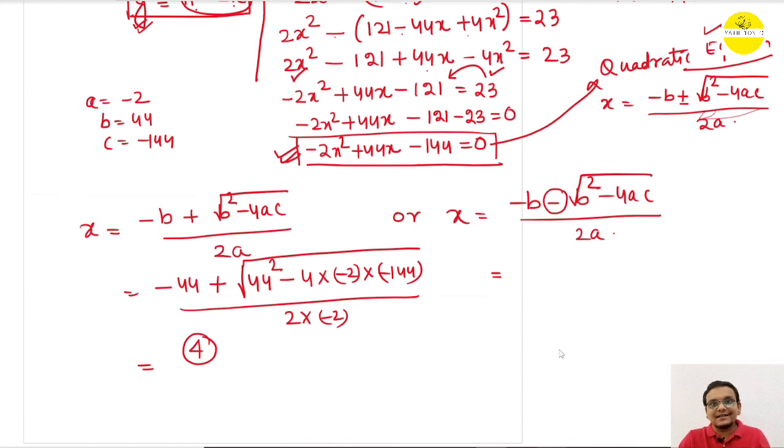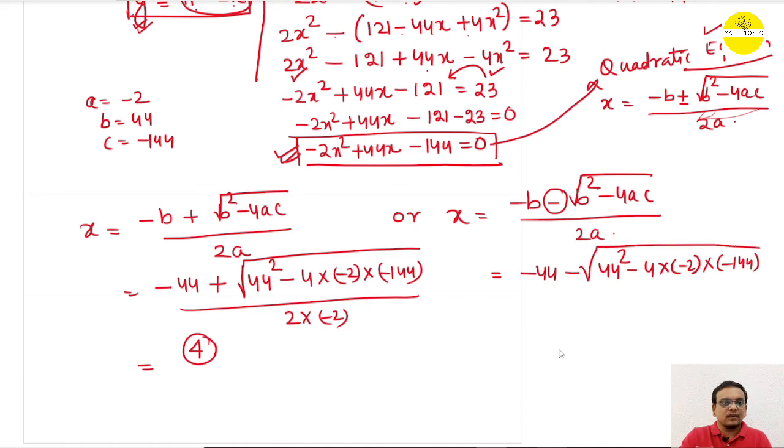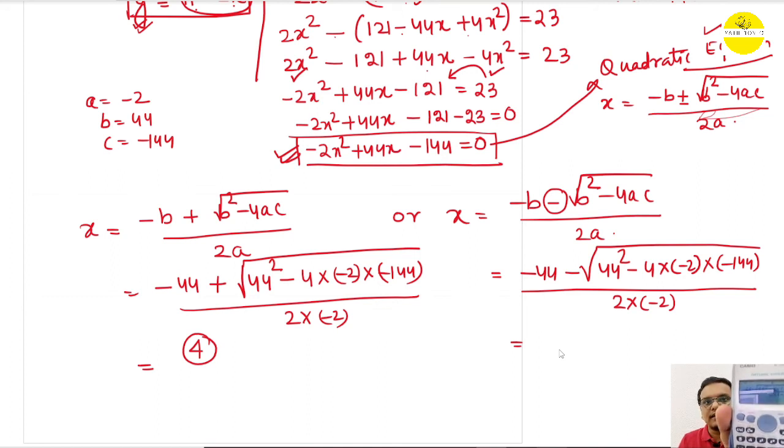Got it? So as it is a quadratic equation, I'm going to get two values of x. Again, I'm writing minus 44 minus the square root of 44 squared minus 4 times negative 2 times negative 144, over 2a, means 2 times negative 2. And if I put these values, let me check with the calculator. Yes, I'm getting 18 here. So the value of x is 18. That means I got two values of x: one is x equal to 4 and one is x equal to 18.